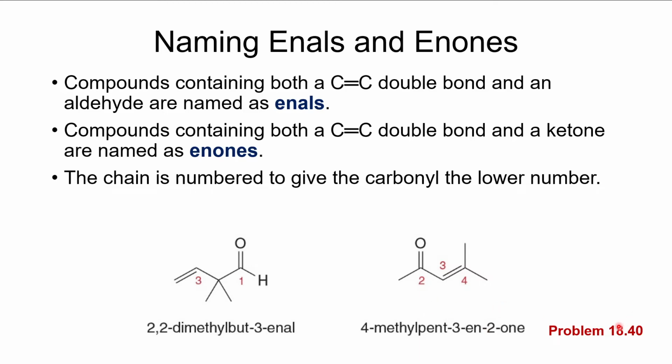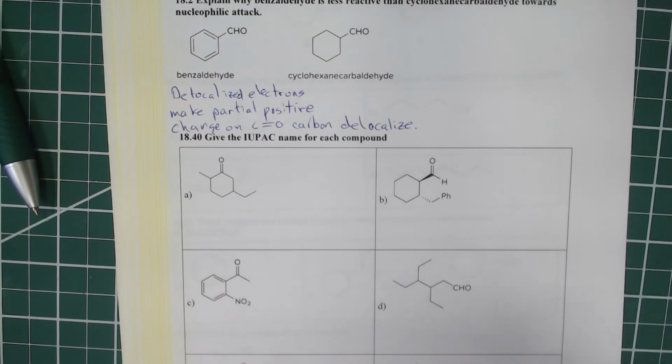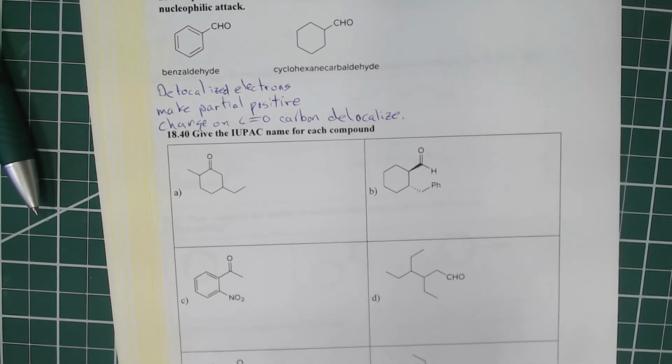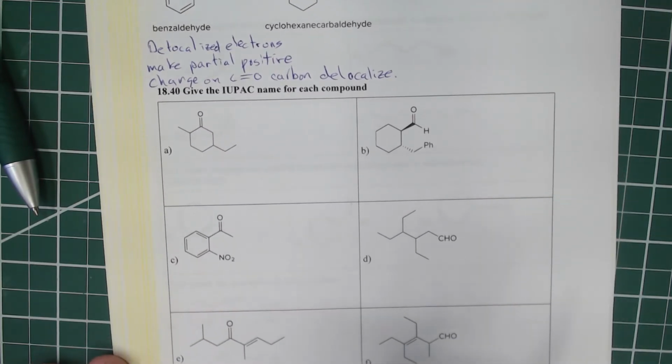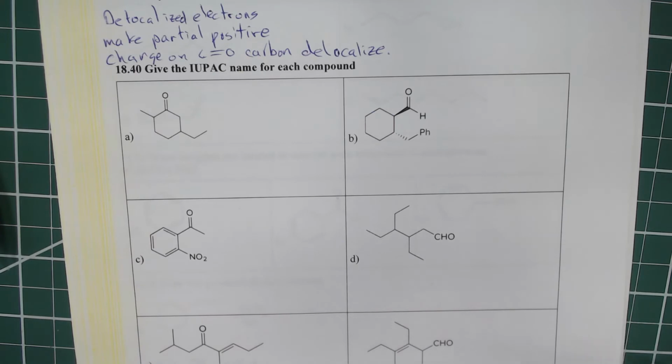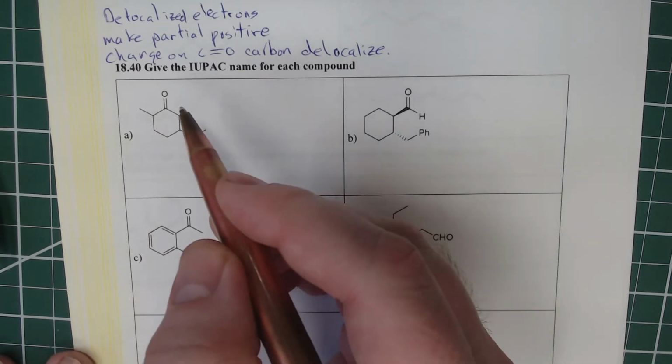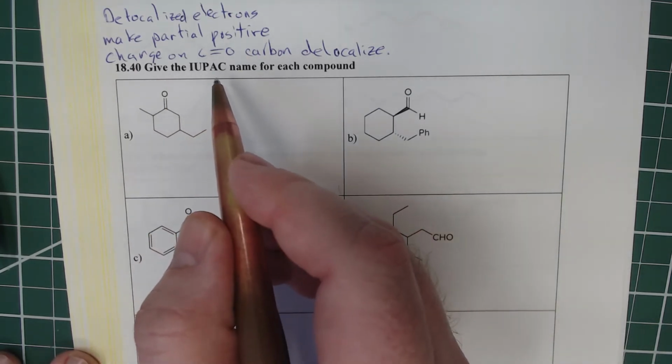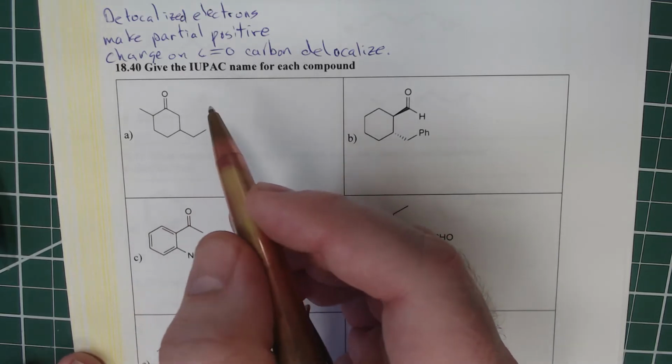All right, so let's look at number 40 on the in-class assignment. So we'll switch over to number 40 and look at our document camera here. We want to give the IUPAC nomenclature for each of these. I'm going to move my camera a little closer. All right, sorry for the jump cut there. So we want to give these each their IUPAC nomenclature.